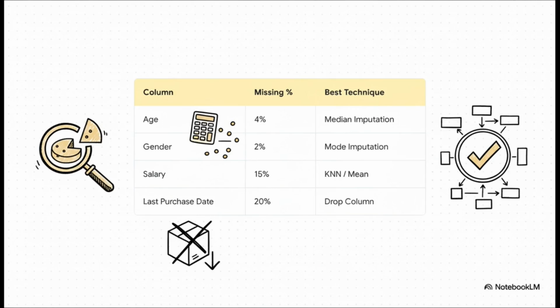So let's bring this all together with a quick, practical example. Let's say we have this customer data set right in front of us. Each column needs a different plan of attack. For age, with only 4% missing, median imputation is a great choice. But for last purchase date, with 20% of the data missing, we have to ask a serious question. Is this column even critical for our analysis? If not, the smartest move might be to just drop the column entirely.